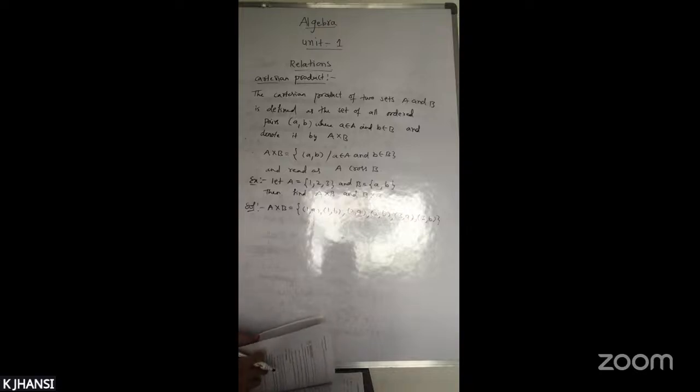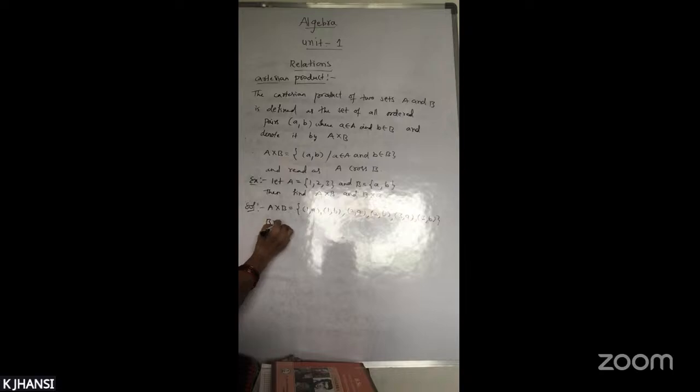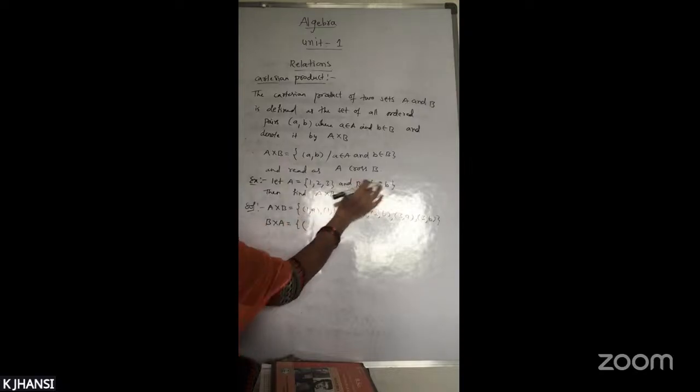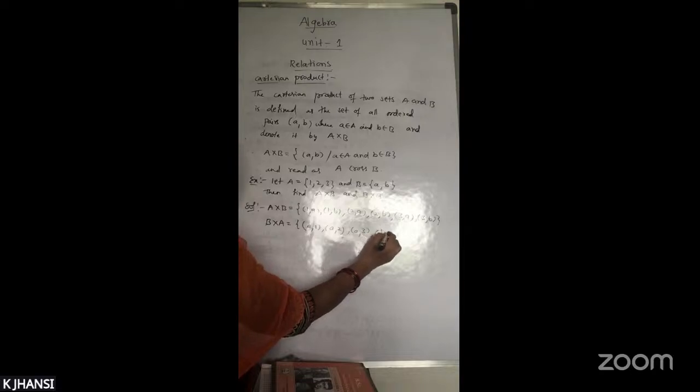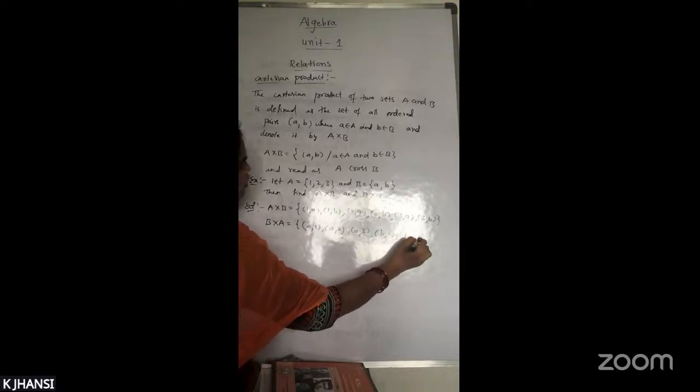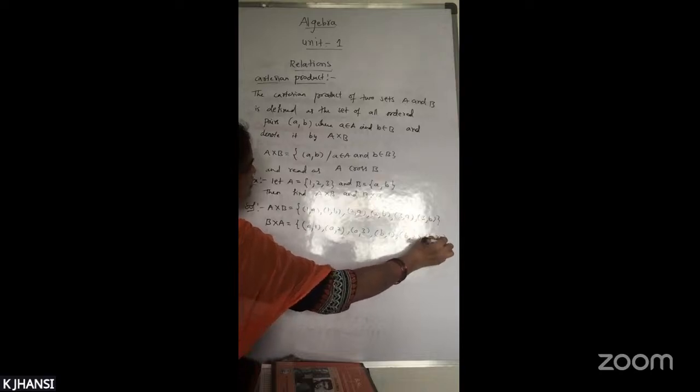This concept of relation, you have on page number 10. There is one example there, you can see from there. And if you find B cross A, the first elements are from B, that is 4 and 5, and the second elements are 1, 2, 3. So B cross A is 4 comma 1, 4 comma 2, 4 comma 3, next 5 comma 1, 5 comma 2, 5 comma 3.